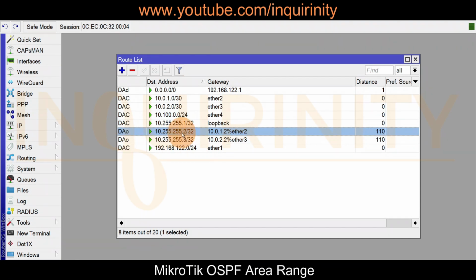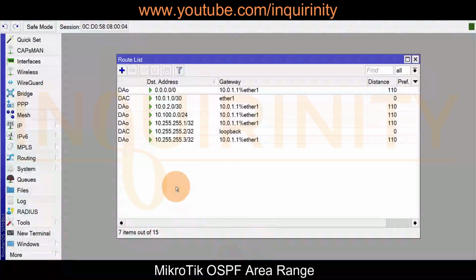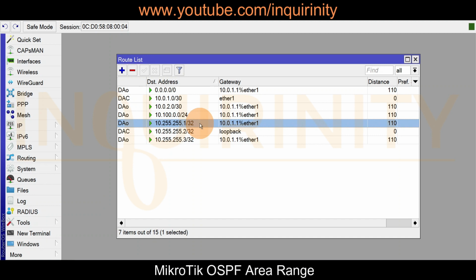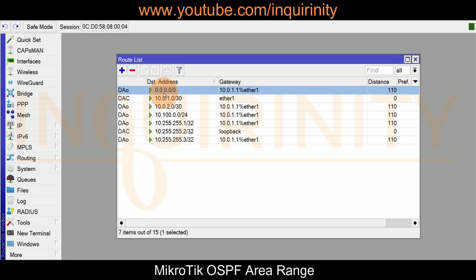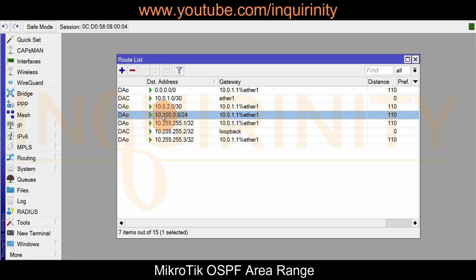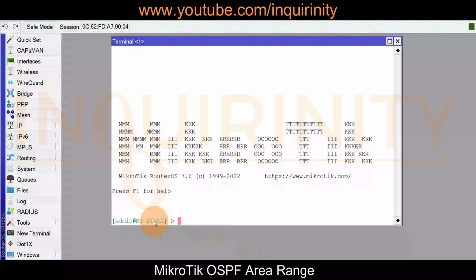So we learn their loopback addresses 10.255.255.2 and 10.255.255.3. Likewise on our Site 1 MikroTik router, we learn the loopback of our HQ. We learn also the loopback of Site number 2. We learn the default route, so we can go to the internet, and we also learn the network of our HQ, 10.100.0.0/24.